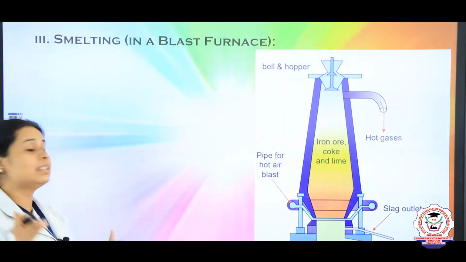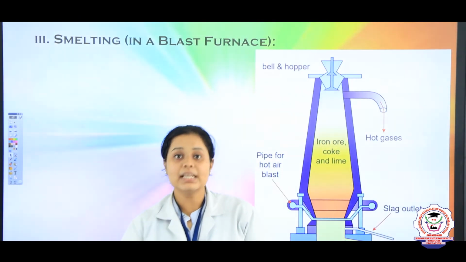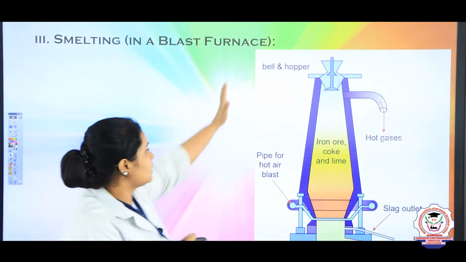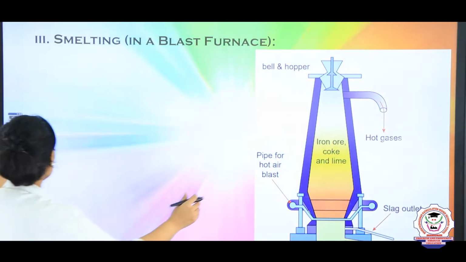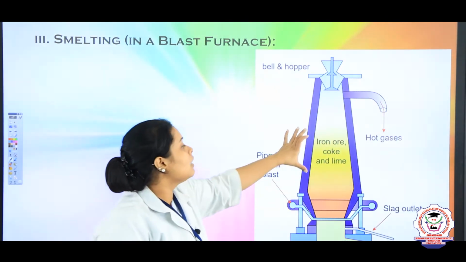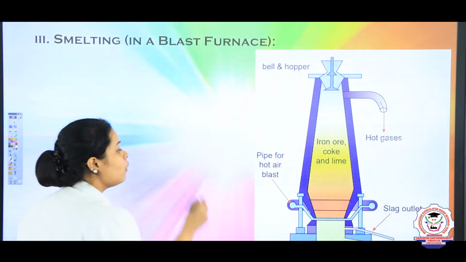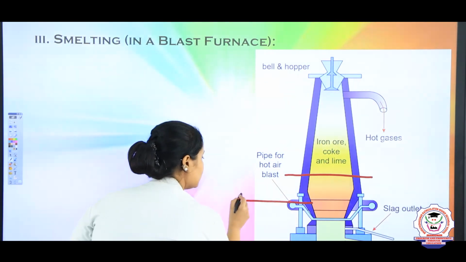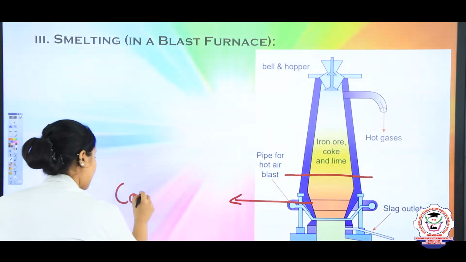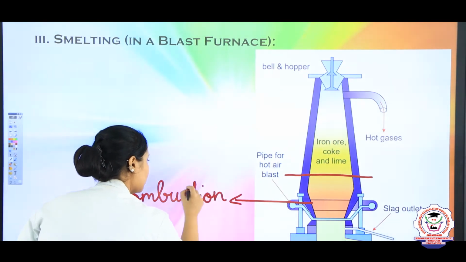The next process is known as smelting. I have already told you that smelting means heating a solid material until it becomes a liquid, or molten form. This is known as a blast furnace. Children, it has 3 parts: a lower region, a middle region and an upper region. The lower region is known as the combustion zone.